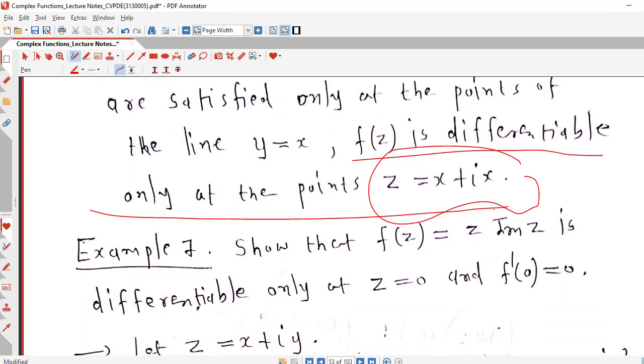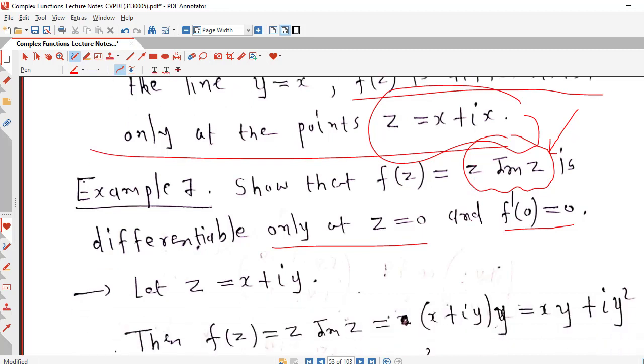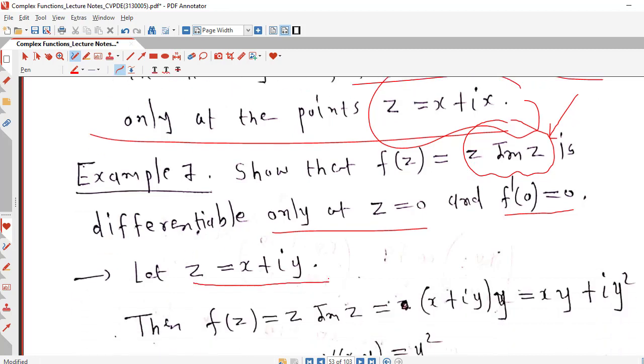Let us take one more example. We want to prove that f(z) = z times Im(z) is differentiable only at z = 0, and the derivative at z = 0 is 0. So this function is not in terms of x and y, so we have to convert it in terms of x and y. So we start by taking z = x + iy.